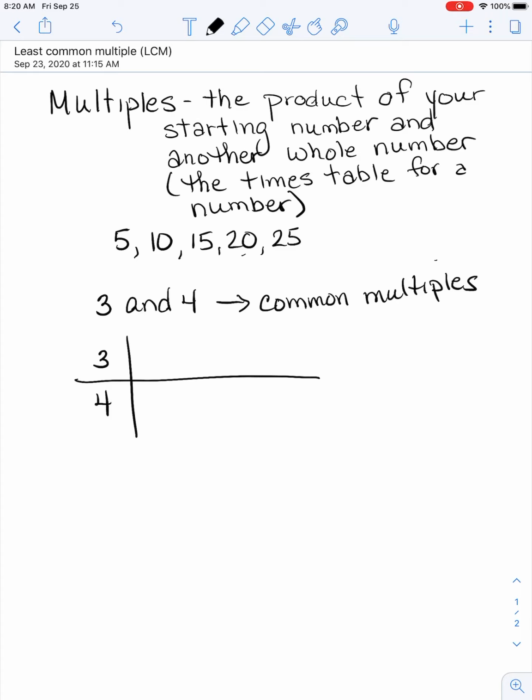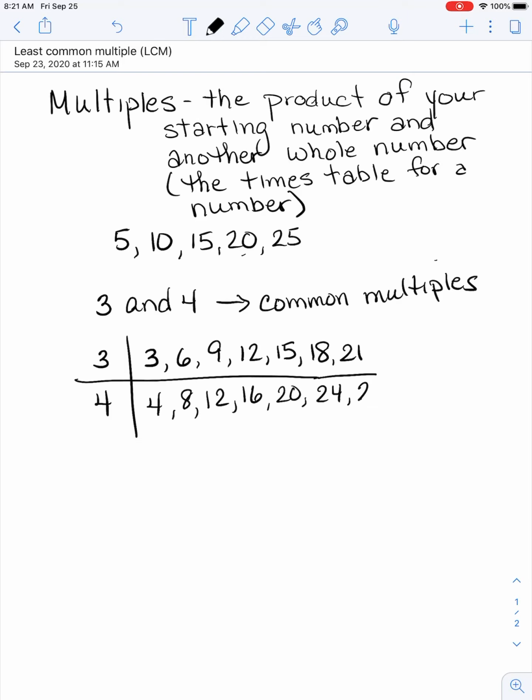So I'm going to list the multiples of 3, starting with 3, which is 3 times 1. Always include the number. 3, 6, 9, 12, 15, 18, 21. And for 4, we have 4, 8, 12, 16, 20, 24, 28. And again, we can go on and on. These are all multiples of 3 and multiples of 4.